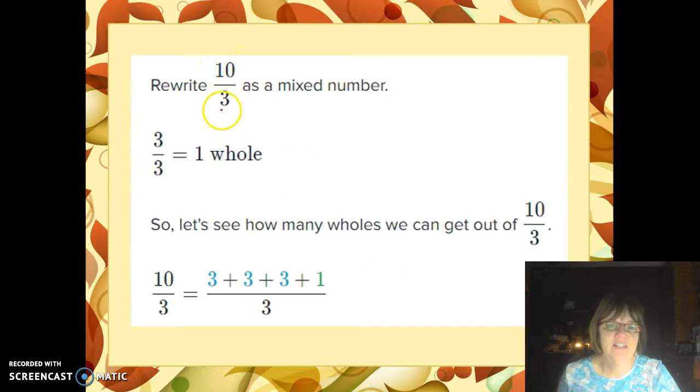All right, so 10 thirds. So remember, 3 over 3 is 1 whole because we've got it broken up into thirds. So let's see how many wholes we can get out of 10 thirds. So if we start adding 3's, 3 plus 3 plus 3, that gives us 9. And there's 1 left over. So this adds up to 10.